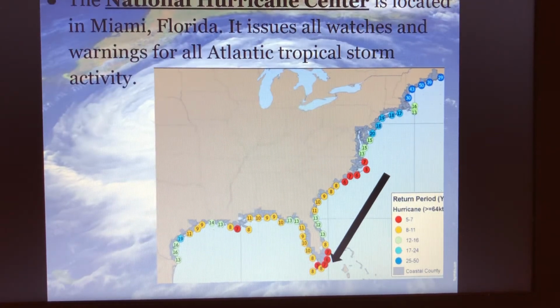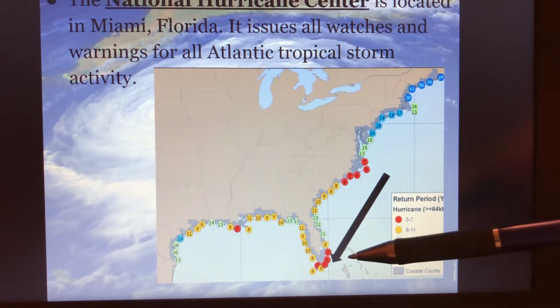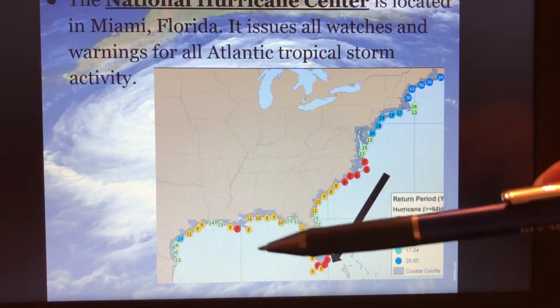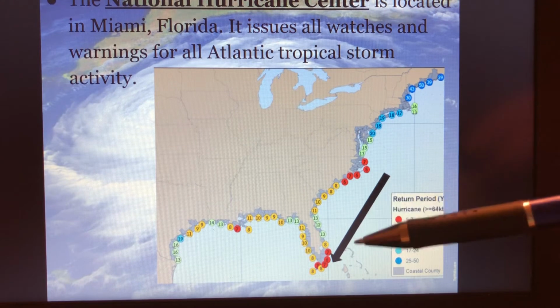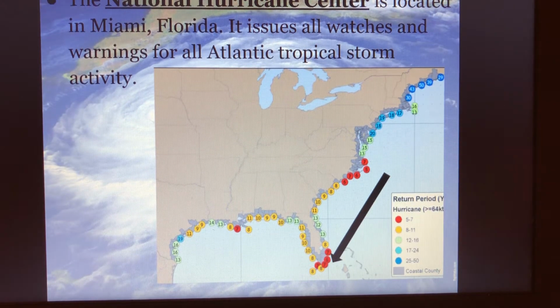The National Hurricane Center is located in Miami, Florida. This is where all watches and warnings for Atlantic tropical storm activity come from. And you can see this is places where hurricanes have made landfall. So this is a really good place to put the National Hurricane Center because it's right in the middle of Atlantic hurricane territory.